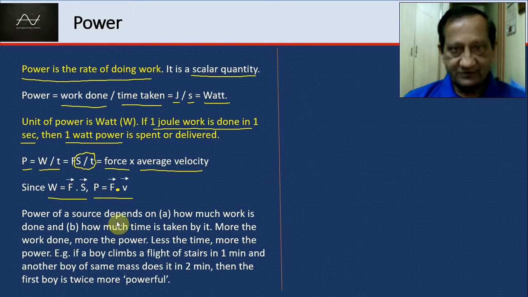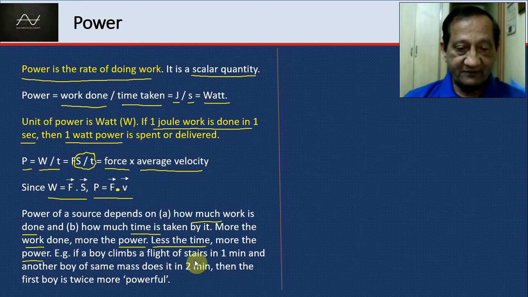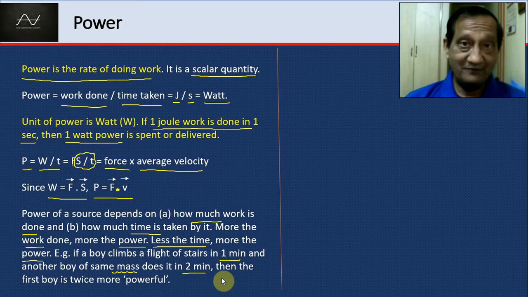The power of a source depends on how much work is being done and how much time is taken by it. It's a ratio. If you do more work, then you are more powerful as long as the time taken is the same. If you do the same work in less time, again you're more powerful. Like if a boy climbs a flight of stairs in 1 minute and another boy of the same mass does that in 2 minutes, then the first boy is twice as powerful.